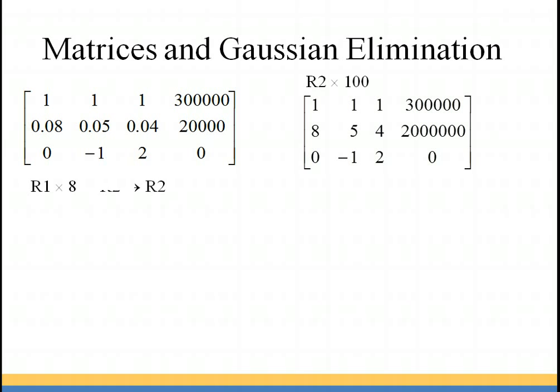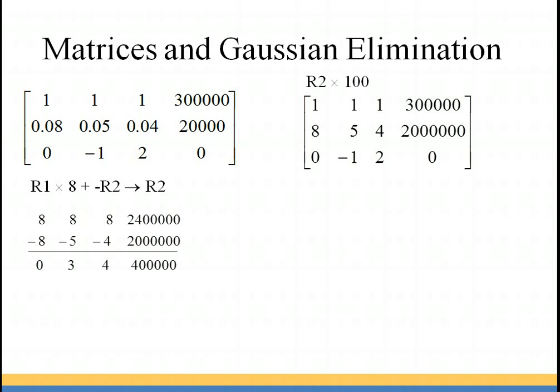Now, the next thing that I want to do is start eliminating some of the variables. So I'm going to multiply row 1 by 8 and add that to the negative of row 2. Then I'm going to put that answer in row 2. And what that's going to do is eliminate the x value in row 2.